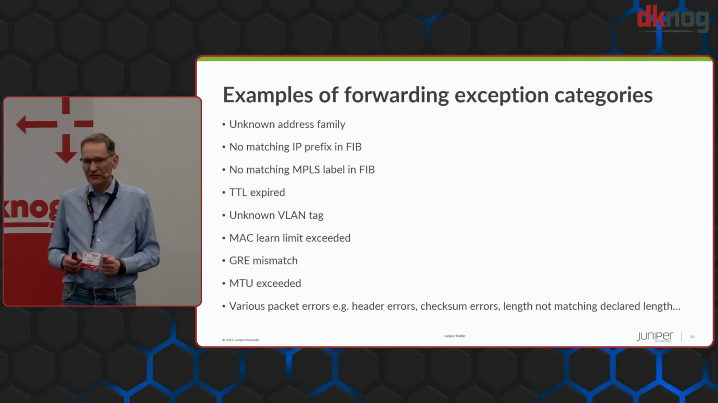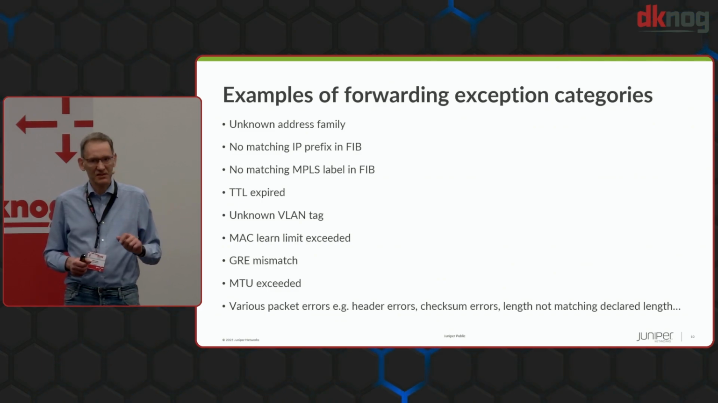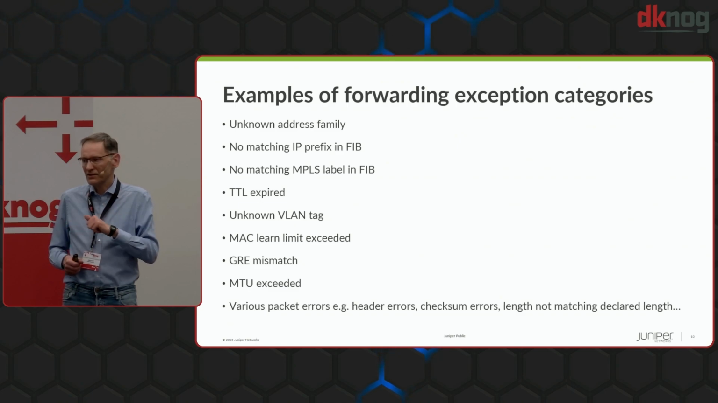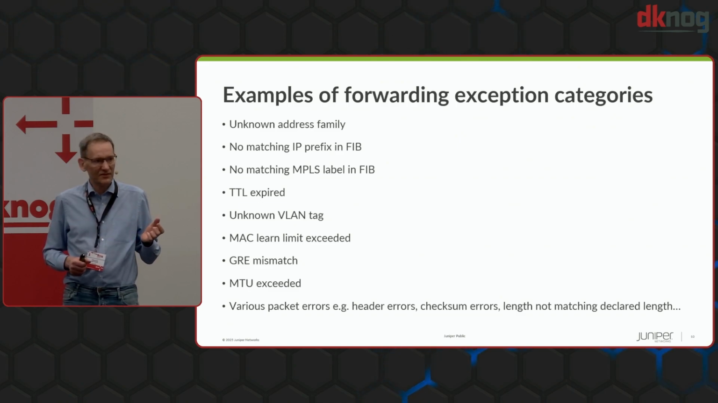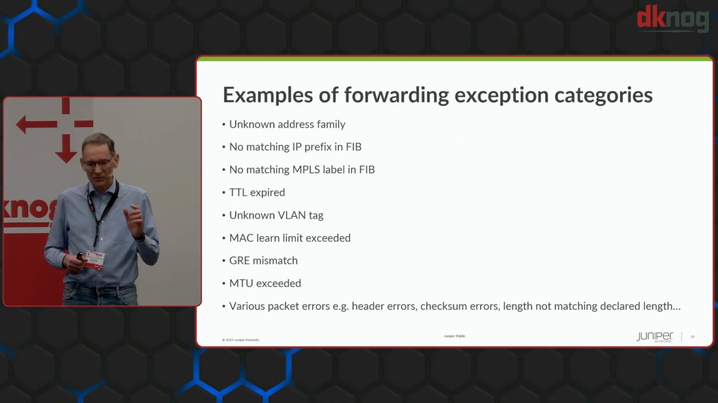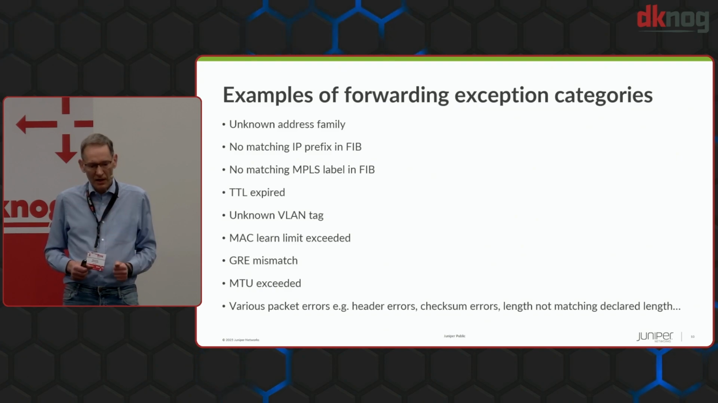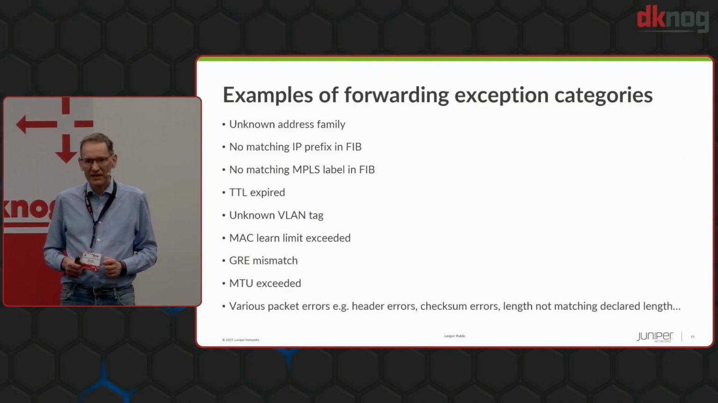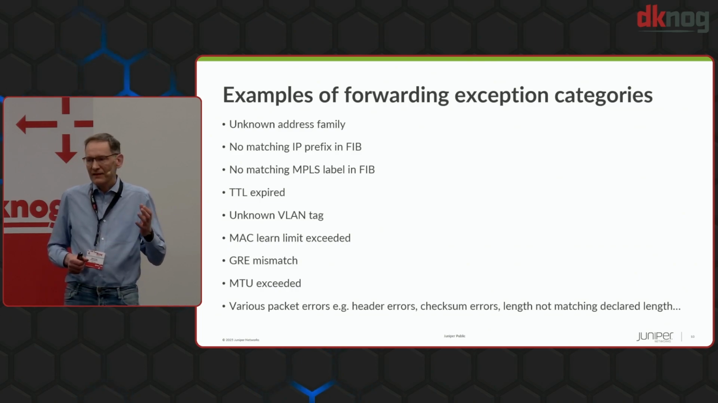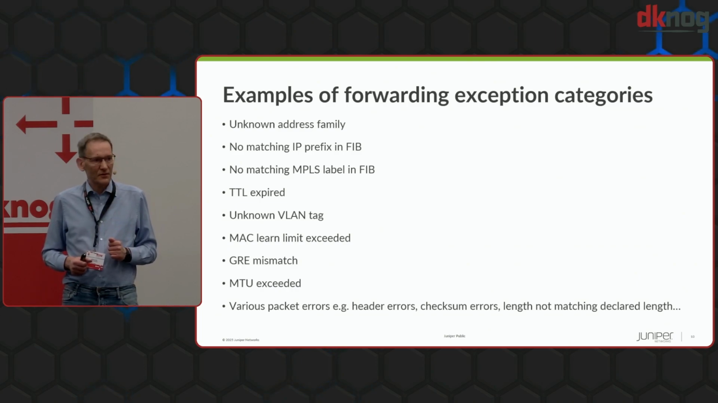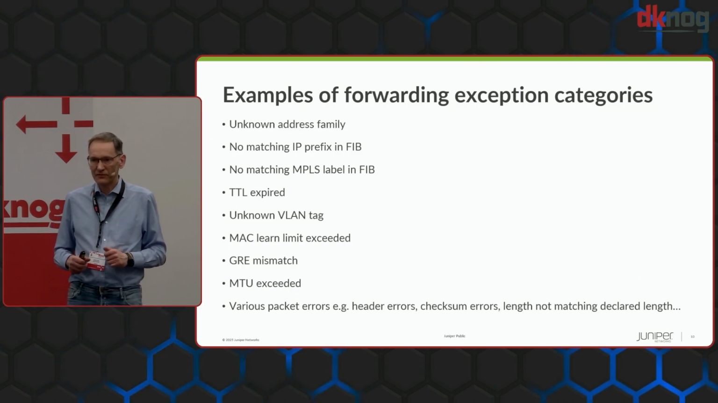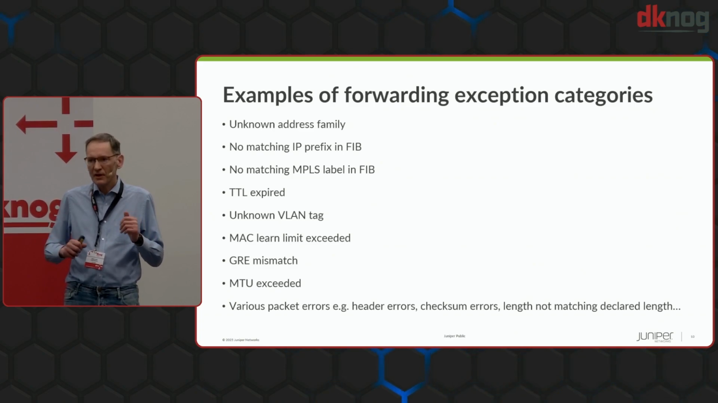No matching IP prefix in the FIB. The packet comes in with destination w.x.y.z. That simply doesn't exist in the FIB, and so it must be dropped, and you'll get an exception report. Similarly, for MPLS labels, a packet comes in with MPLS label A, and that's simply not there in the FIB. Perhaps the FIB's been misprogrammed, and so the packet is dropped.